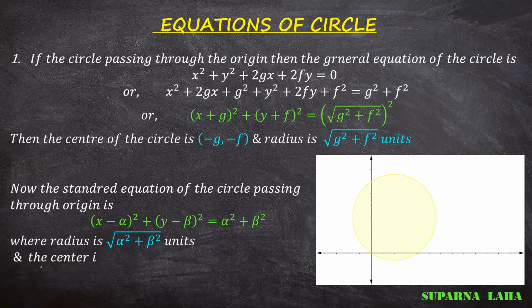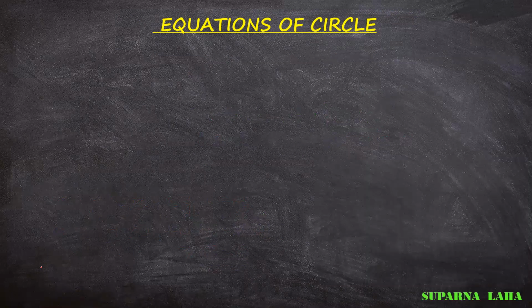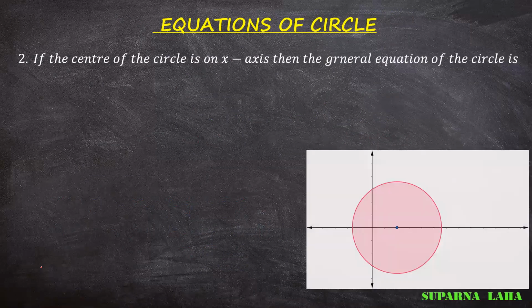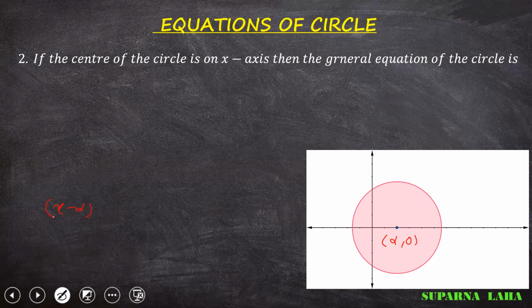Number 2, if the center of the circle is on the x-axis, then its general equation, now any point on this x-axis we can write as (α, 0), right? So the standard form I can write: (x − α)² + (y − 0)² = r². So this we can again write as x² + y² − 2αx + α² − r² = 0.